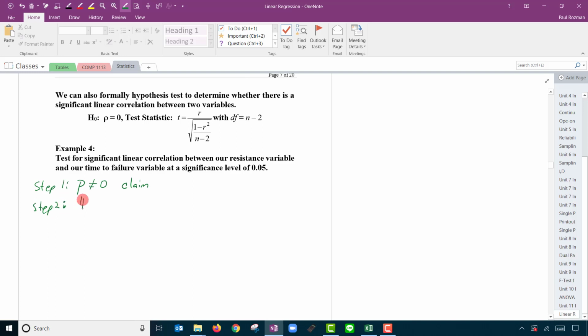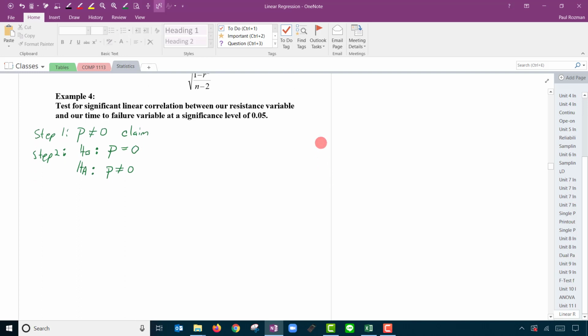Step 2, you set up your null and alternative hypothesis. And our claim is the alternative here. So our null hypothesis, we'll work under the assumption that rho is 0, that there is no linear correlation between these two variables. On to step 3, that's where we set our significance. 5% chance of rejecting the null hypothesis, even though it's true.